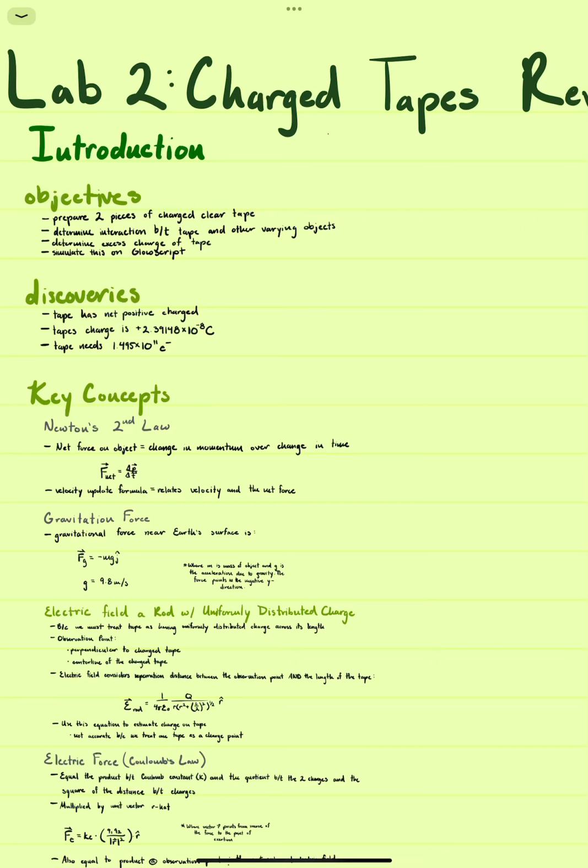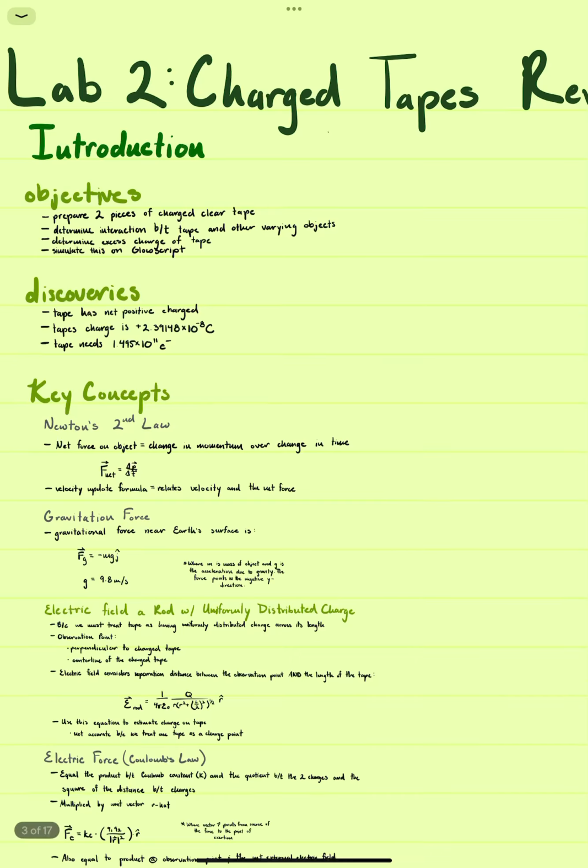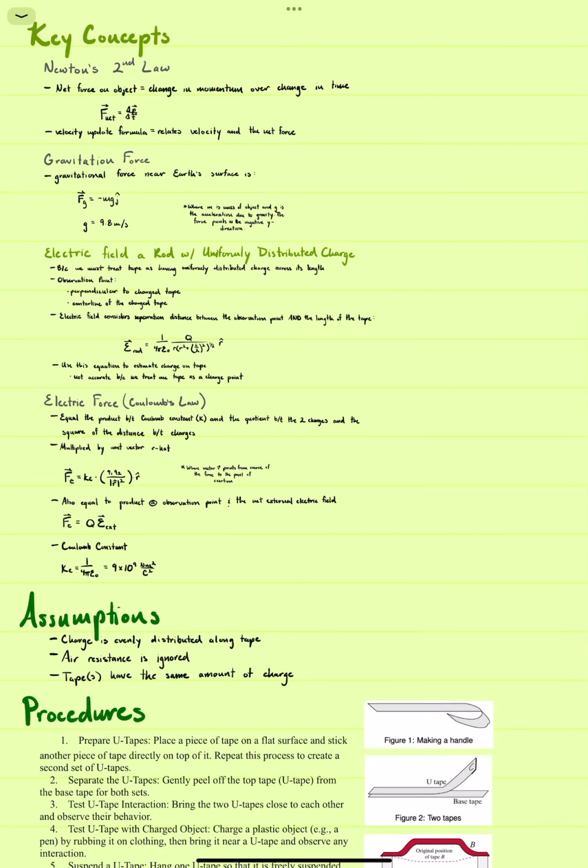The first two key concepts are Newton's second law and the gravitational force near the Earth's surface. Newton's second law states that the net force on an object is equal to the change in momentum of the object over time. The gravitational force near the surface is equal to the mass of the object multiplied by the gravitational constant, and is pointing in the negative y direction.